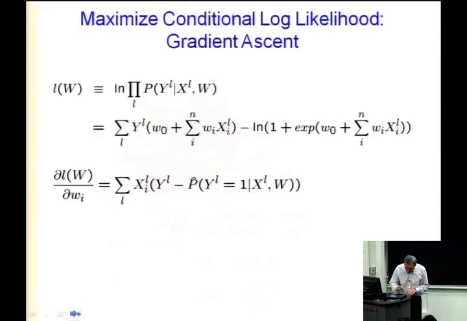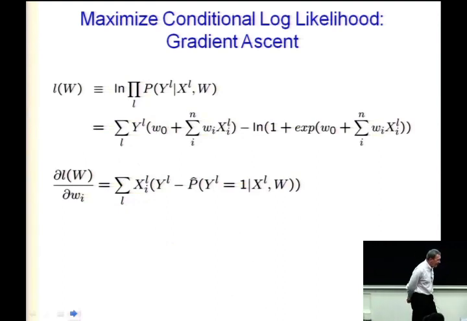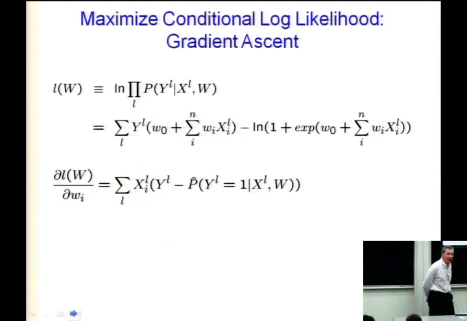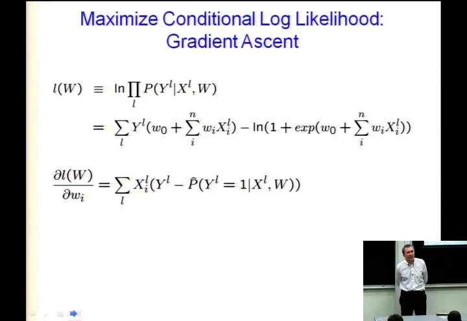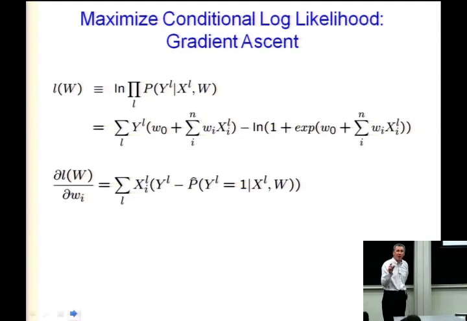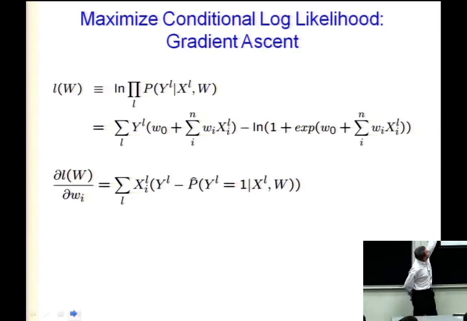Okay, so basically what that means is now we've got an algorithm that we can use to train our logistic function, as long as we know the gradient of the log conditional likelihood of the training data with respect to each of those parameters w sub i. And that's shown here. And again, you can verify this at your leisure, that the derivative of that log likelihood is, in fact, this quantity.